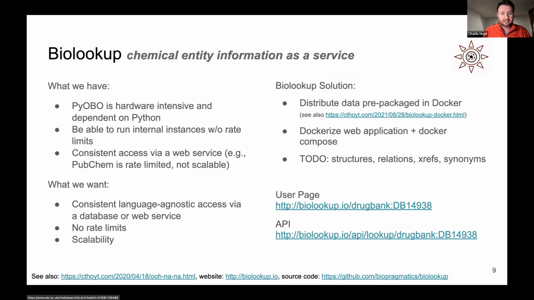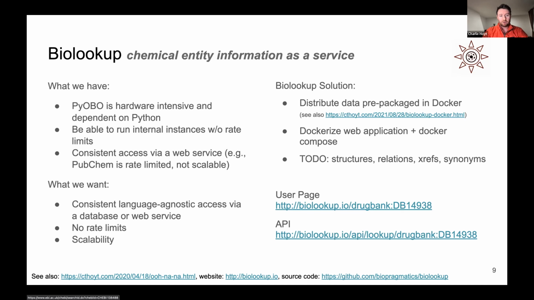And then the last thing to talk about is the BioLookup service, which is about chemical entity information as a service. So once you're able to build this kind of unified aggregated database of all the names, the synonyms, the cross-references, properties, relationships between entities coming out of ontologies and databases that have now been serialized using this ontology format, you can build a service that lets you look up all of these things.